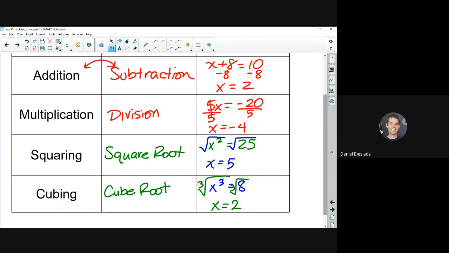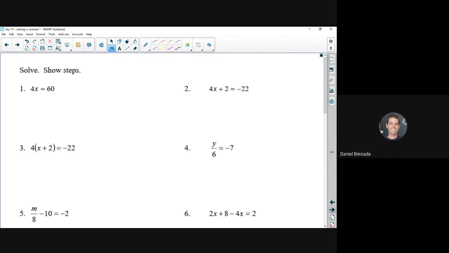We'll talk more about square roots and cube roots in class, but I just wanted to give you a quick start on that. For the remainder of this video, we'll just take a look at a few equations and work on using inverse operations to solve them.